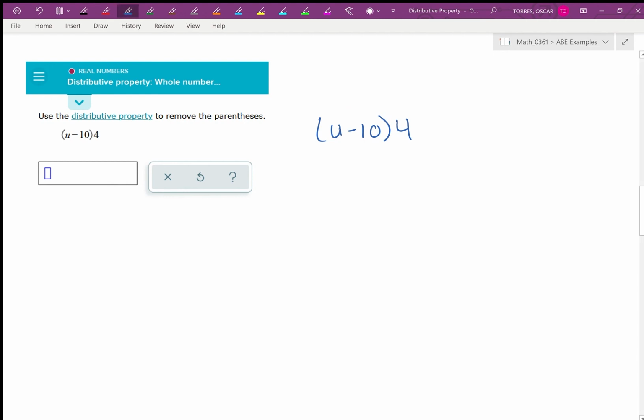So to be consistent with the other problems, I'm going to take this 4 and I'm going to multiply it out. So 4 times u gives me 4u. And 4 times negative 10, keep in mind we always keep track of this sign. 4 times negative 10 is negative 40. So my answer is 4u minus 40.